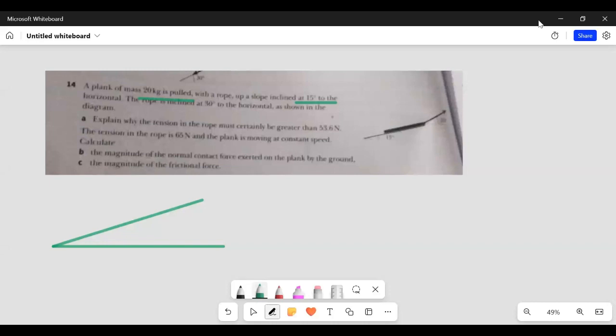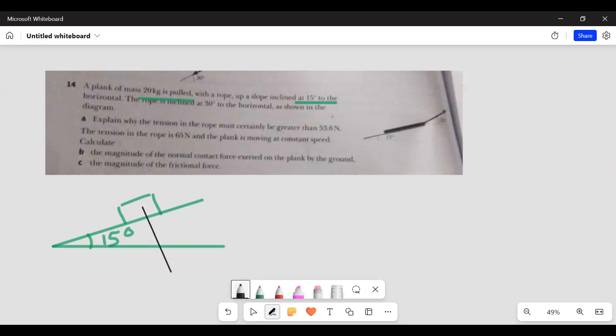Moving on. Here's the next question, which says a plank of mass 20 kg is pulled with a rope up the slope inclined at 15 degree to the horizontal. So here's the 15 degree angle. Here's the plank. Okay, it's 20 kgs. So let's now resolve the weight components.